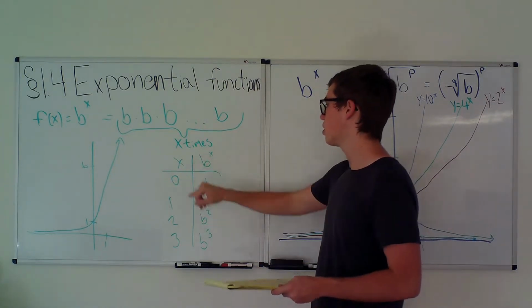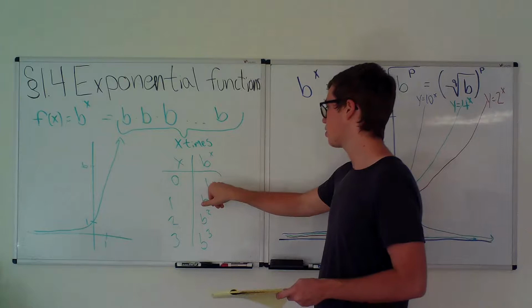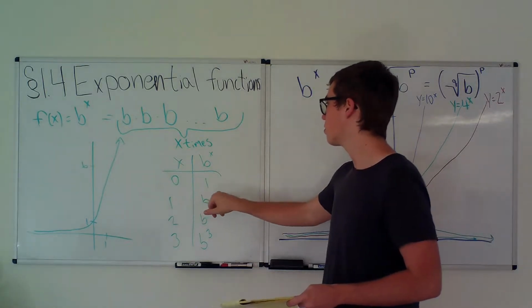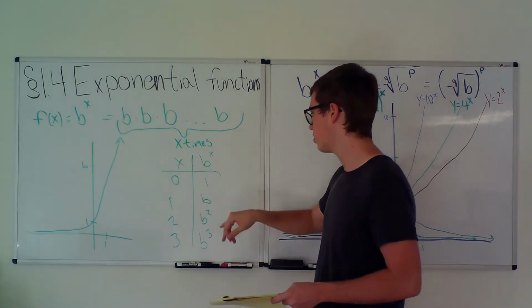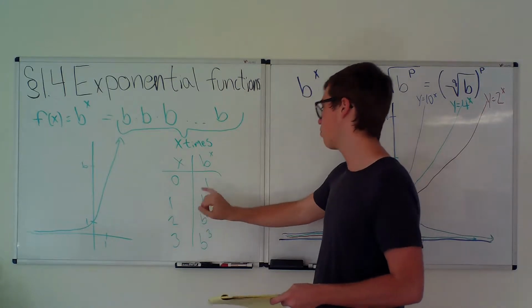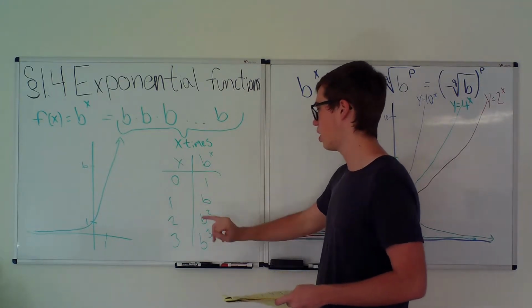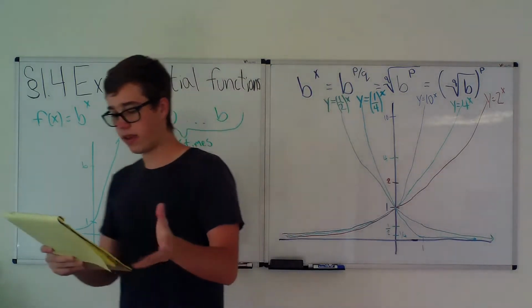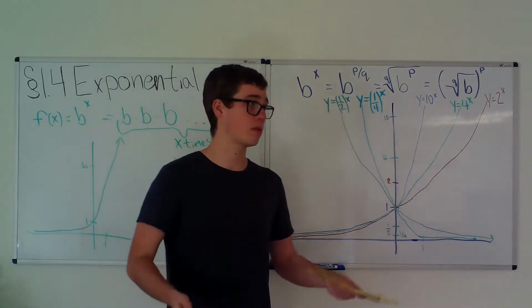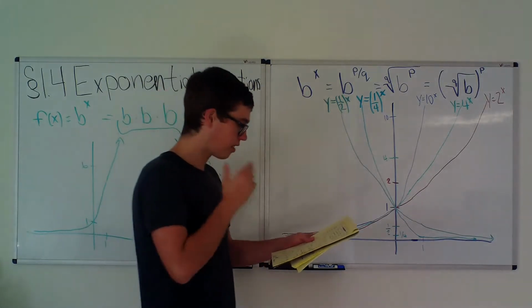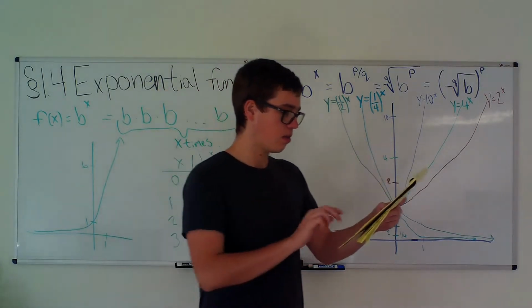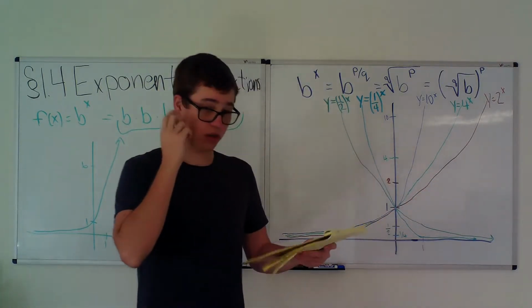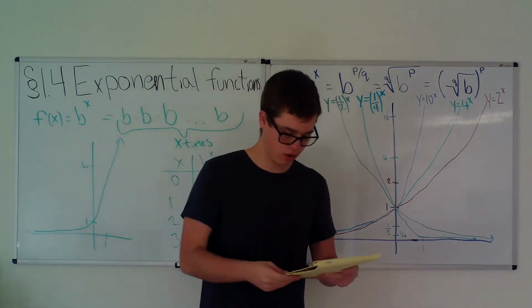you see when x is 0, b to the x is 1. When x is 1, f of x is b, and so on and so forth. When x is 2, b squared, 3, b cubed. So if x is a rational number, and for our purposes it always will be, x can be in the form of p over q, where p and q are integers and q is always greater than 0.